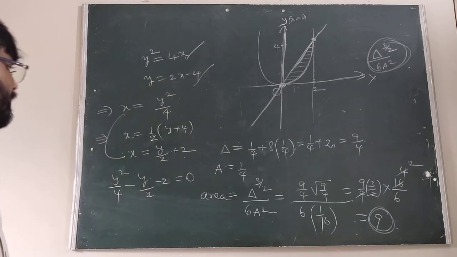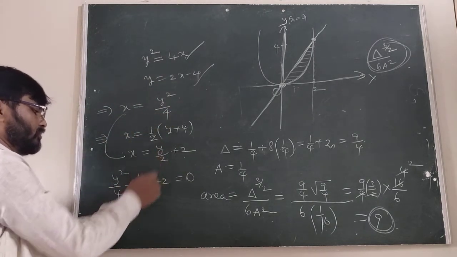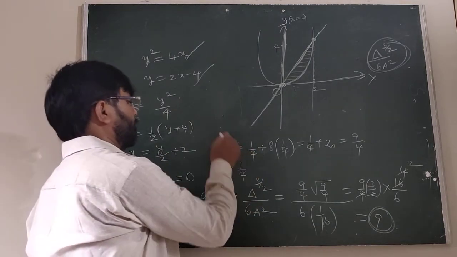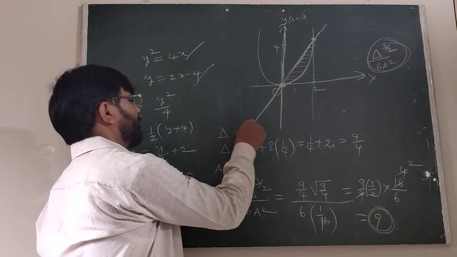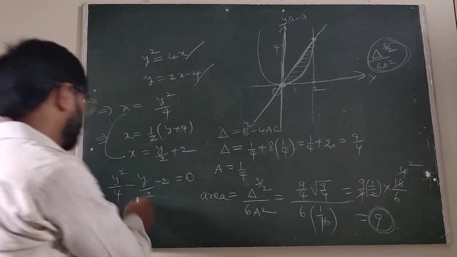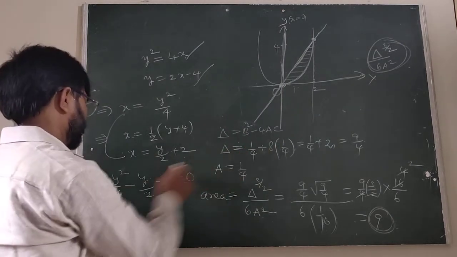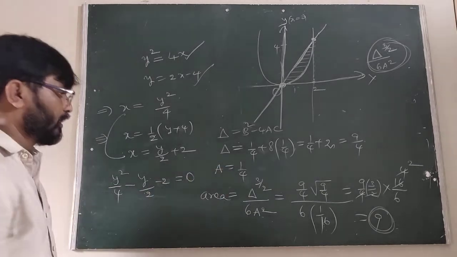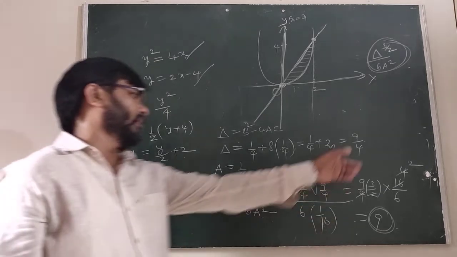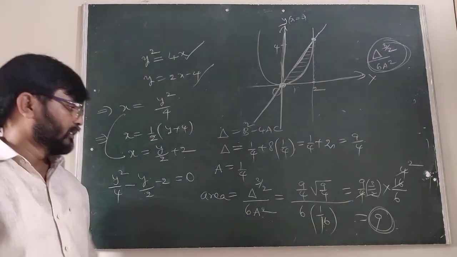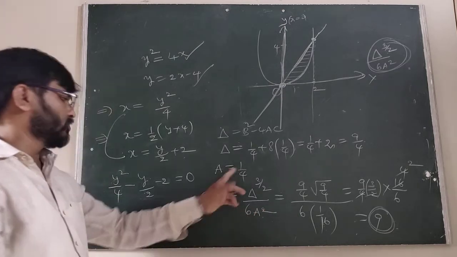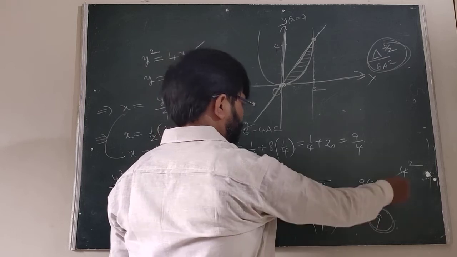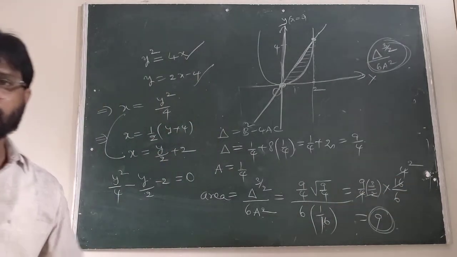Therefore, how to write this one? First you write y square by 4, this is minus 5, this is minus 2. After that you write delta equals b square minus 4ac. b square is 1 by 4, 4ac is 4 4 2s are 8. After that you get 9 by 4, and a equals 1 by 4. Delta power 3 by 2, delta is 9 by 4, so 9 by 4 root of 3 by 4, 6 a square, that is 6 into a square, which is 1 by 16. This is 9 by 4 into 3 by 2, 16 by 6, that is 9. Okay, students, right.